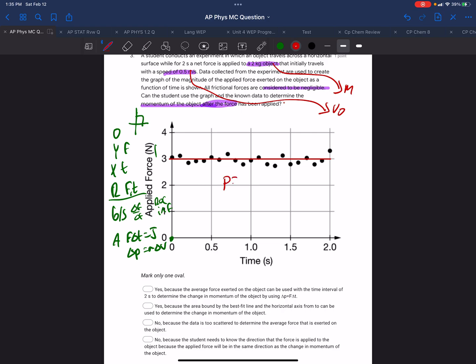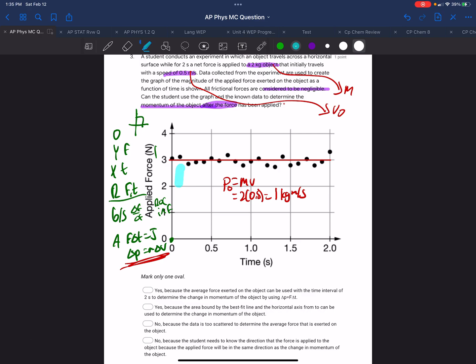Well, let's see. We know the momentum beforehand is mass of 2 kilograms times 0.5, which is 1 kilogram meters per second. And we know the change in momentum is the area. And the area of this graph for 2 seconds is equal to 3 times 2, which is 6. So the change in momentum is 6. Delta P is P minus P0. We want to know the instantaneous momentum or the momentum afterward. Well, that would be delta P plus P0.